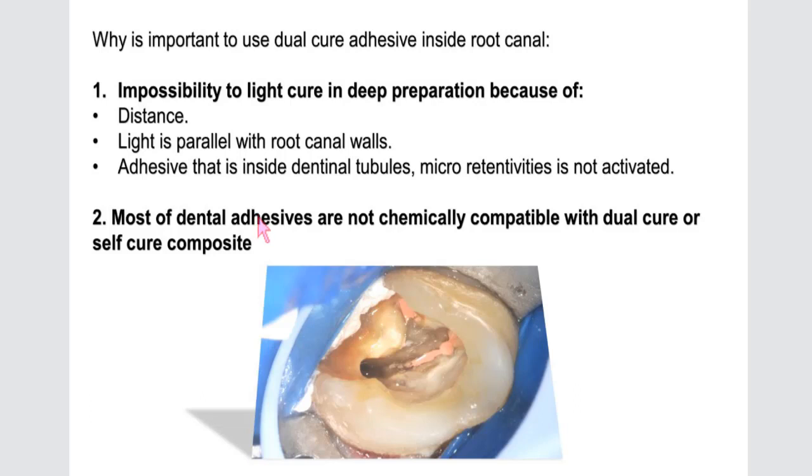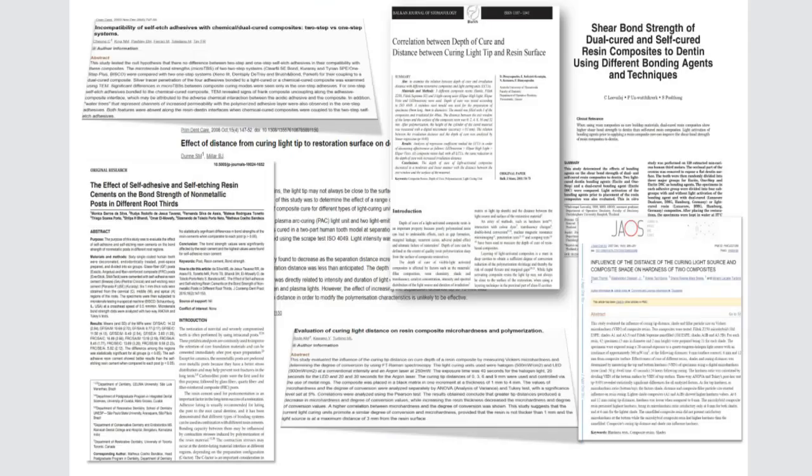Most of the bondings that are self-etch, because of the acidic pH, will destroy the catalyst inside the dual cure or self-cure composite, and that's why we are going to see a failure. I will show you a clinical case where I failed, even though I knew that the bonding was not compatible with the core buildup. I used it. I said, come on, it cannot be like that. It was just like that.